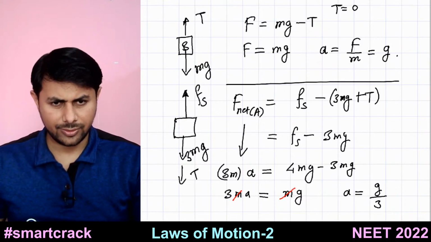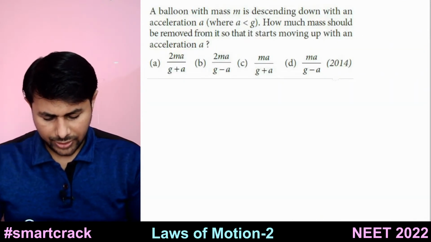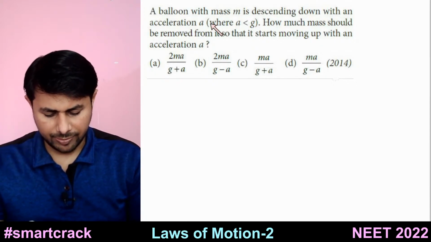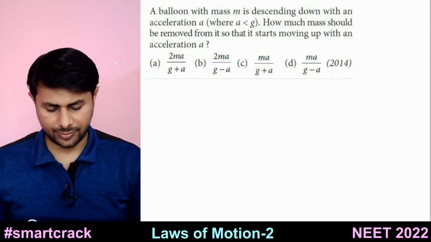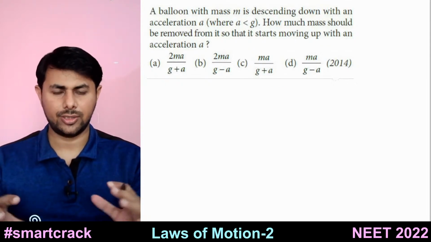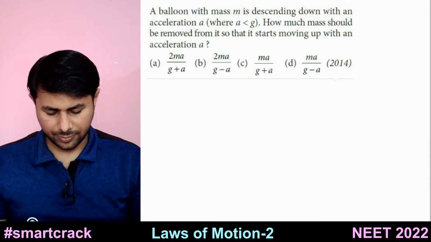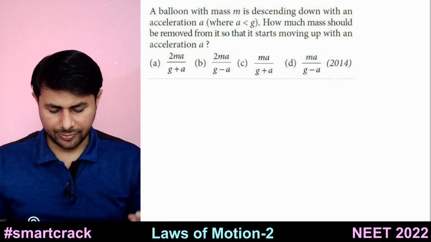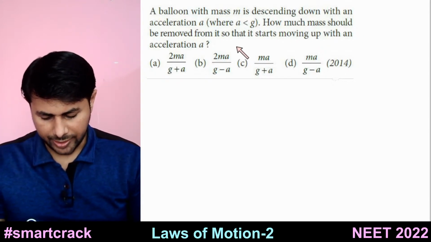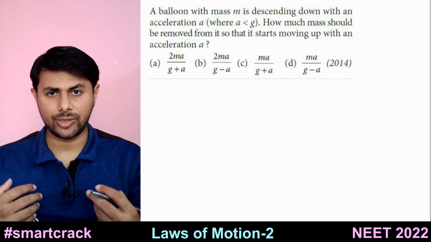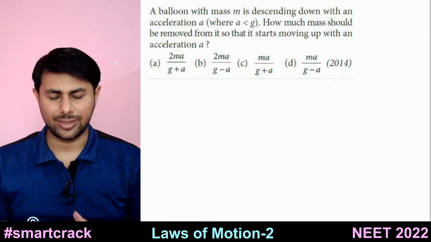Okay. So let's move on to the next problem. A balloon with mass m is descending down with an acceleration a. There is a balloon, it has some mass m, and it is descending down with acceleration a. How much mass should be removed from the balloon so that it starts moving up with acceleration a?